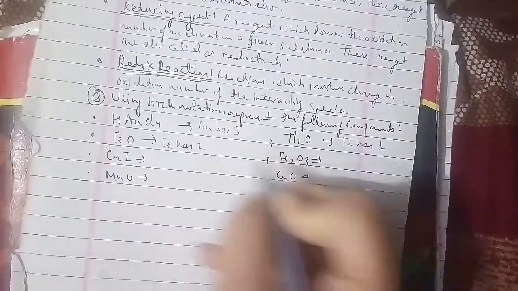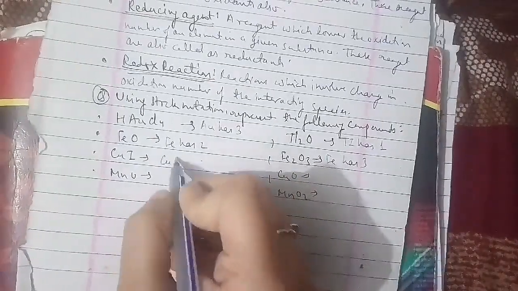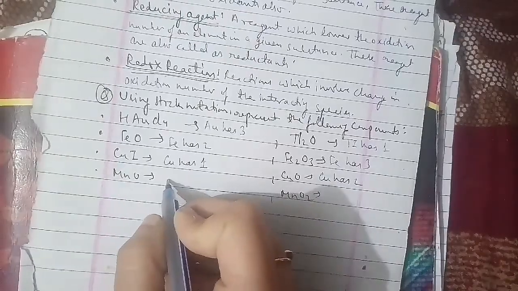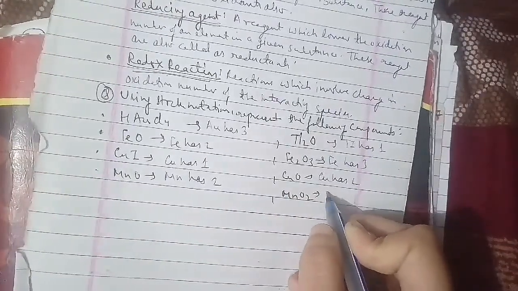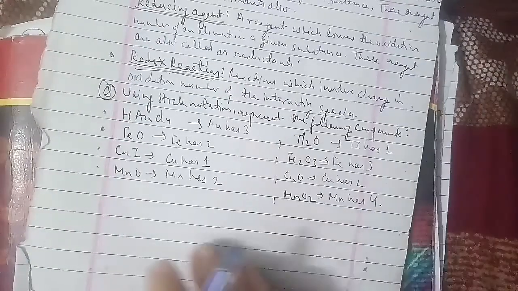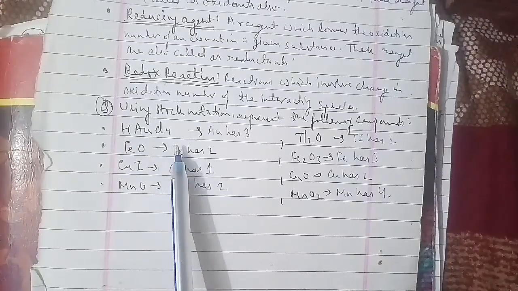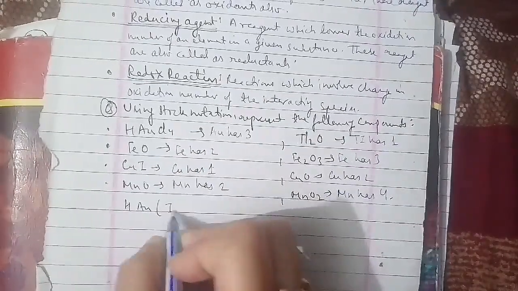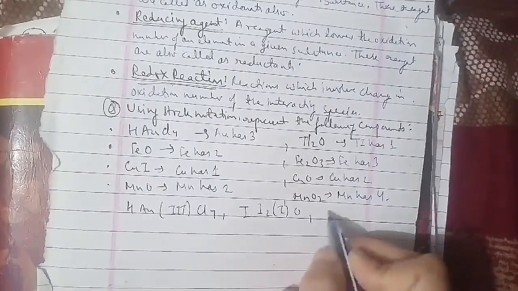Therefore, these compounds may be represented as HAu(III)Cl4, Ti(I)2O, Fe(II)O, Fe(III)2O3, Cu(I)I, Cu(II)O, Mn(II)O, and Mn(IV)O2.